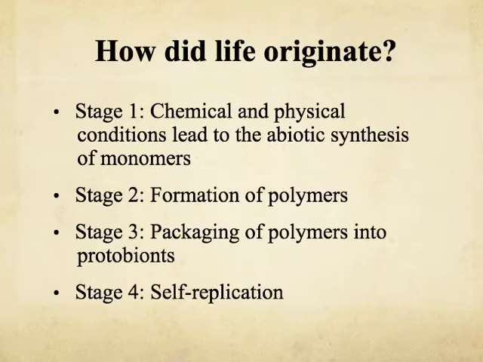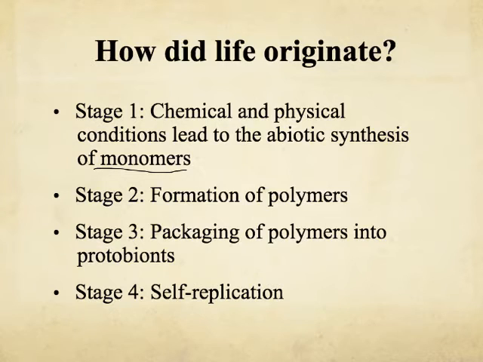Okay, so how did life originate? So there were 4 main steps for this process to happen. First, we built monomers from inorganic substances. So we took inorganic things that do not support life and combined them to make our monomers, so to make our monosaccharides and our fatty acids and our nucleotides.